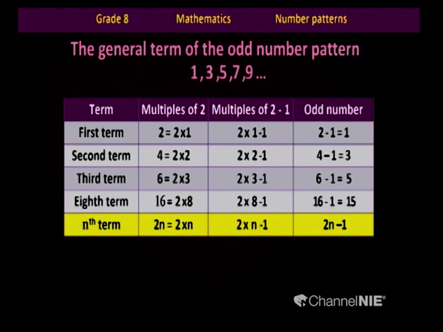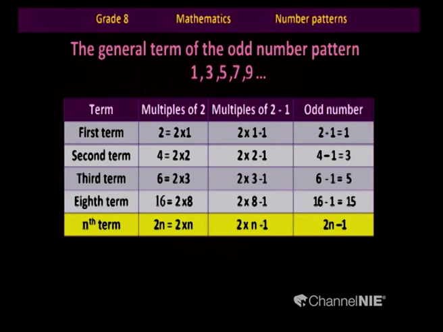Right. According to this method, we are going to find the general term. That means an algebraic expression for the nth term. So, when we consider the nth term, number of the term is n multiplied by 2 means 2n, subtracting 1 from that means 2n minus 1.